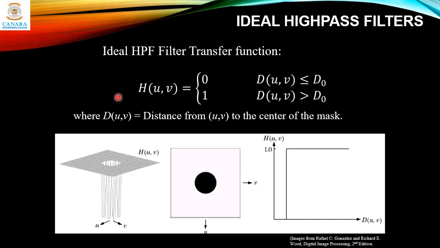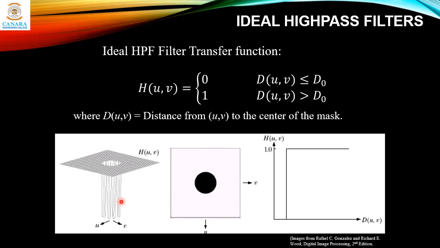Let's take a look at some high pass filters. The first one is the ideal high pass filter. The transfer function is given by this equation. H of u,v is 0 for D of u,v less than or equal to d naught, and it is 1 for values greater than d naught. So it's basically the inverse of the low pass filter. Here the center is suppressed, and we are keeping the outside area of this circle.